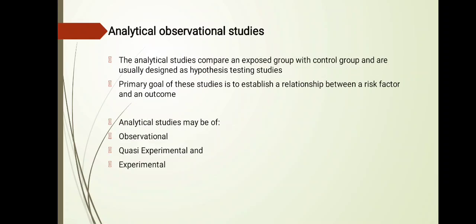Analytical. The second one is analytical observation study. Analytical studies compare a group with a control group and are usually designed as hypothesis-testing studies. The primary goal of these studies is to establish a relationship between a risk factor and an outcome. Analytical studies may be observational or experimental.